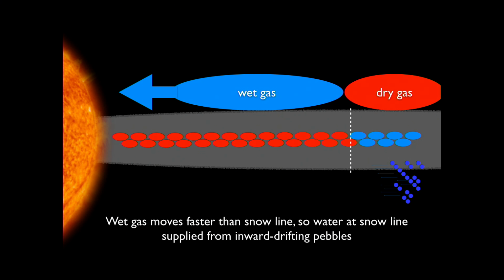It won't be solid. So interior of the snow line, water can only be vapor. The trick is, all this gas is moving around within the disk as the disk evolves. And it turns out that this wet gas is moving in and typically falling on the star much faster than the snow line is moving. Right? So what does that mean?